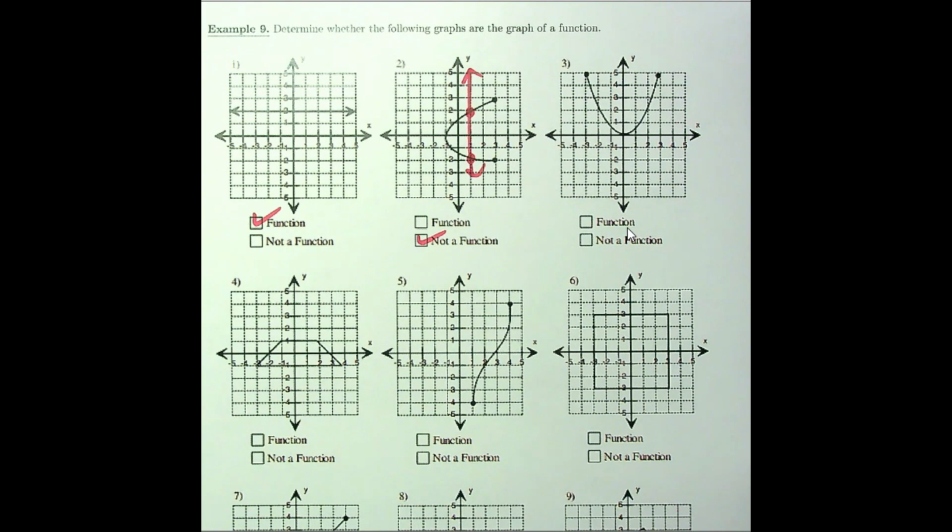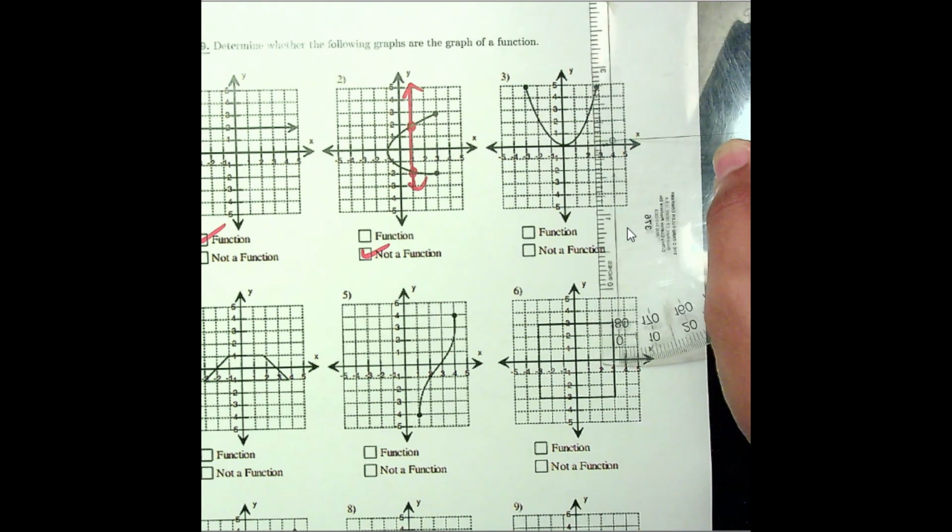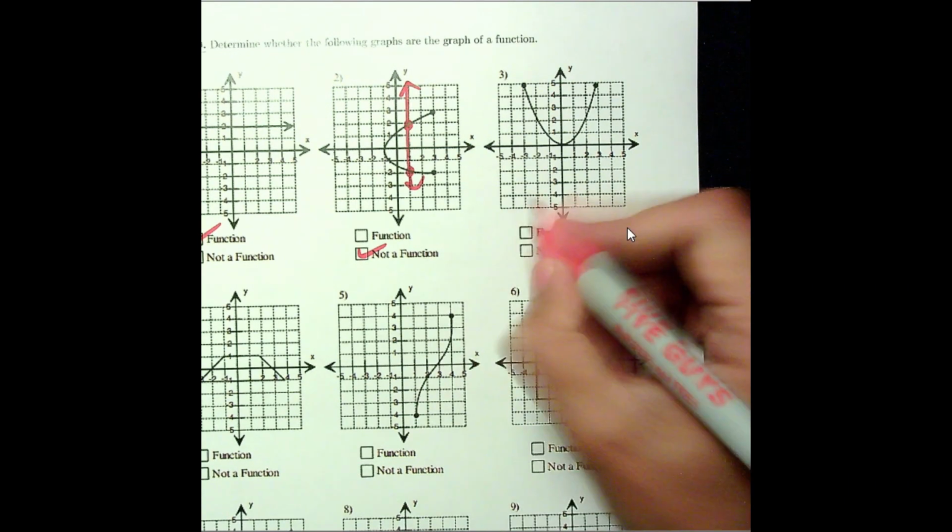That one is a yes, because if you imagine vertical lines, there's no vertical line that is going to intersect this graph at more than one point. That is a function. So this is a function.